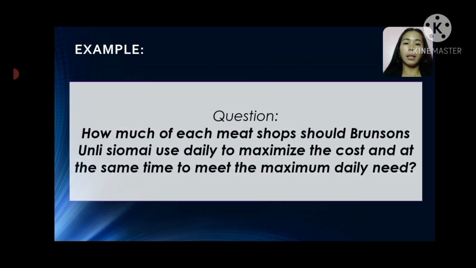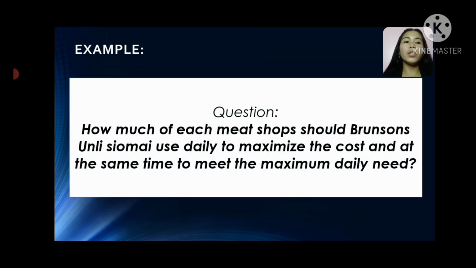Now, question. How much of each meat shop should Bronson's Anli Siomai use daily to maximize the cost and at the same time to meet the maximum daily need? Now let's start in solving the linear programming using the graphical method.